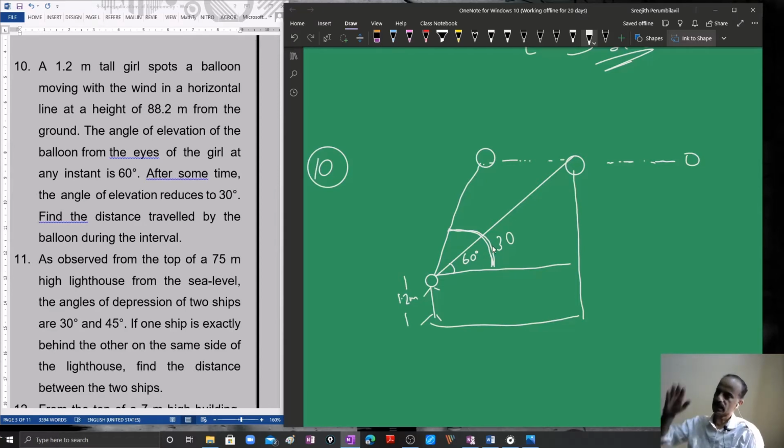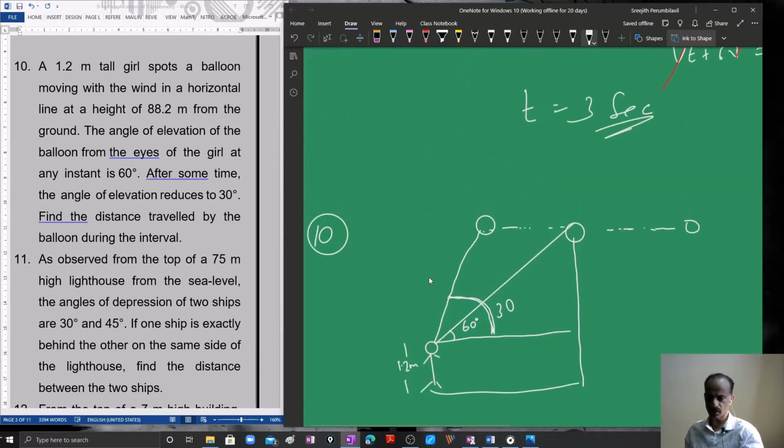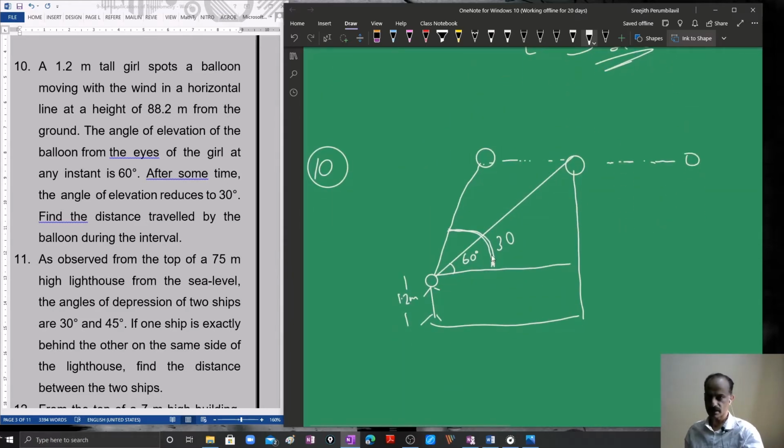That means for the angle to become smaller, the balloon has to go farther away. That means the balloon is not moving towards the girl, but it's moving away from the girl. Okay, so let us draw it accurately. This is a mistake that is most probably made commonly. Anyway, after some time it reduces to 30. Find the distance. The total height is to be 88.2 meters.